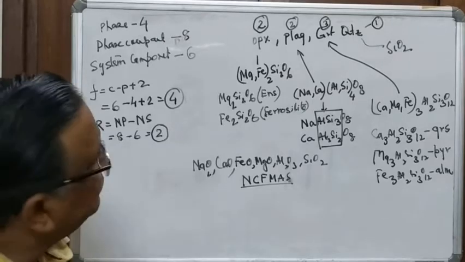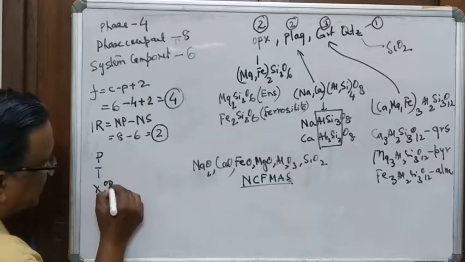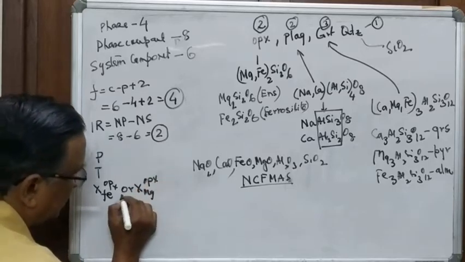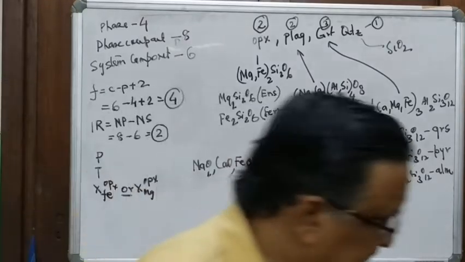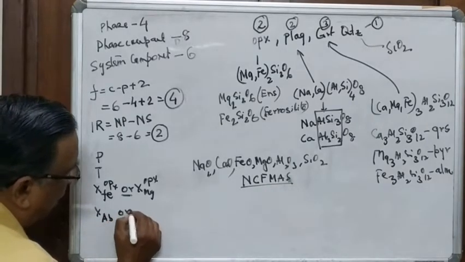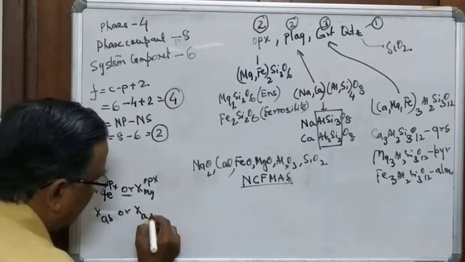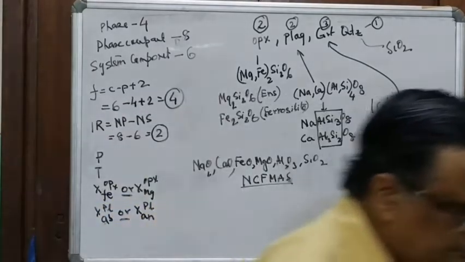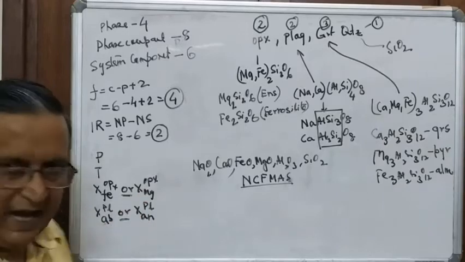Temperature, of course. Then, either XFE OPX or XMG OPX. This OR is important. So XFE OPX or XMG OPX. Then you have X albite or X anorthite. Sorry, this should be lowercase always, I told you. Anorthite in plagioclase. Once again, the OR, because they add up to 1. Here also, they add up to 1.